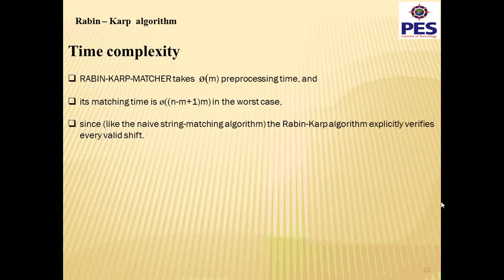With all these things, the time complexity of the Rabin-Karp matching algorithm is big theta of m for processing time, and for matching time big theta of n minus m plus 1 in the worst case. Since it is a string matching algorithm, the Rabin-Karp algorithm explicitly verifies every valid shift.